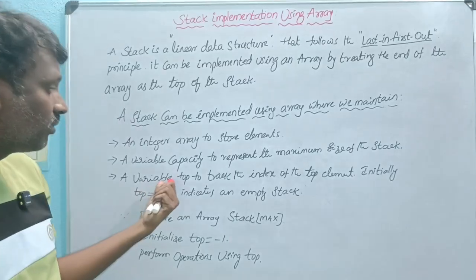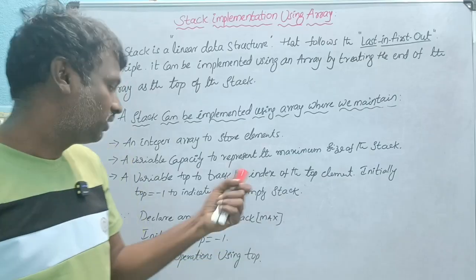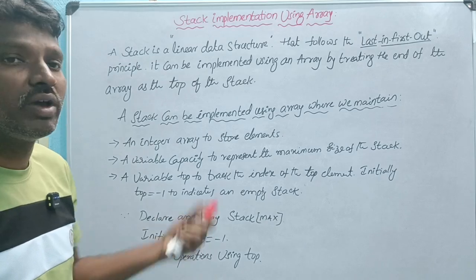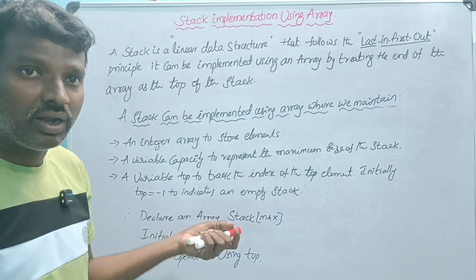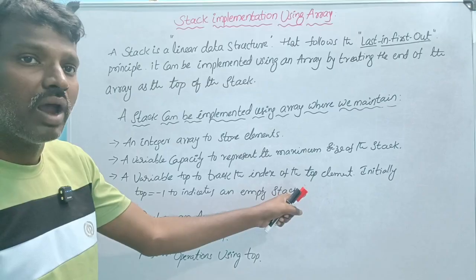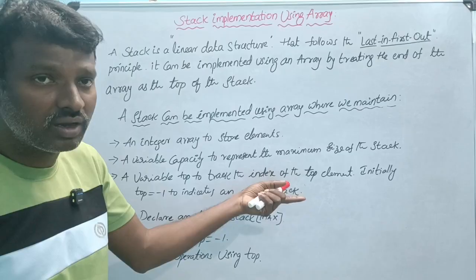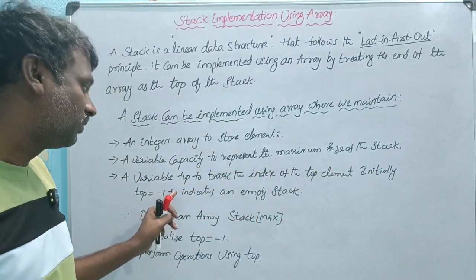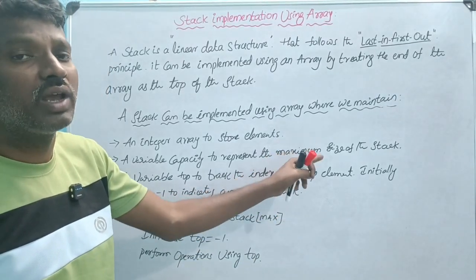And the third point, a variable top to trace the index of the top element. Initially top equal to -1 indicates an empty stack. An array's index starts with 0, so 0 is the first top element. Initially, without elements in the stack, we take top equal to -1, which indicates an empty stack. If there are some elements, the stack follows the indexes.